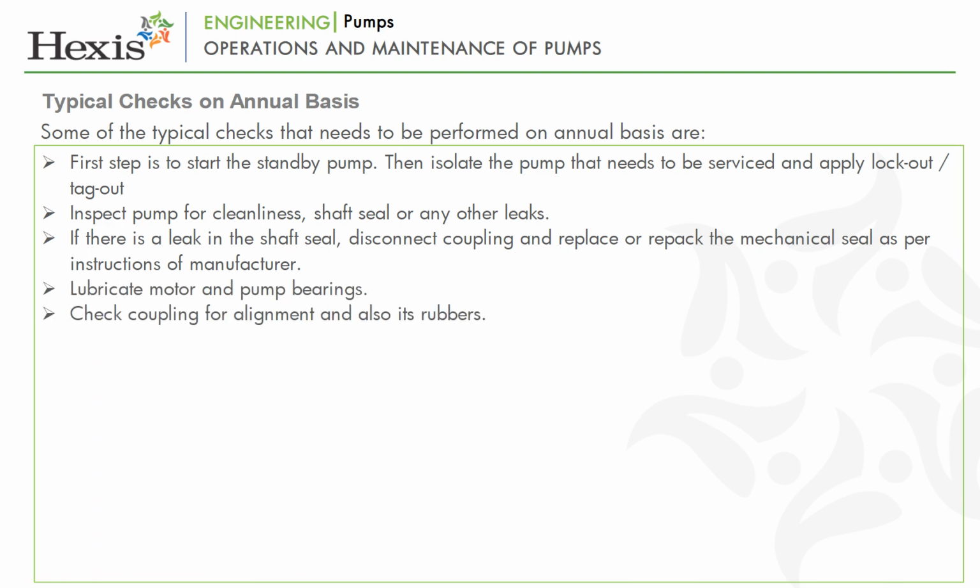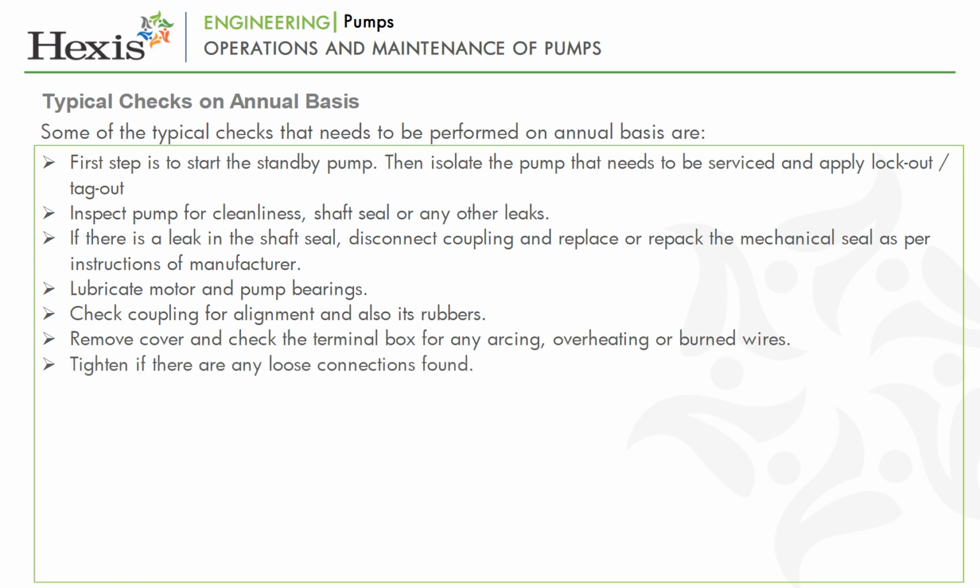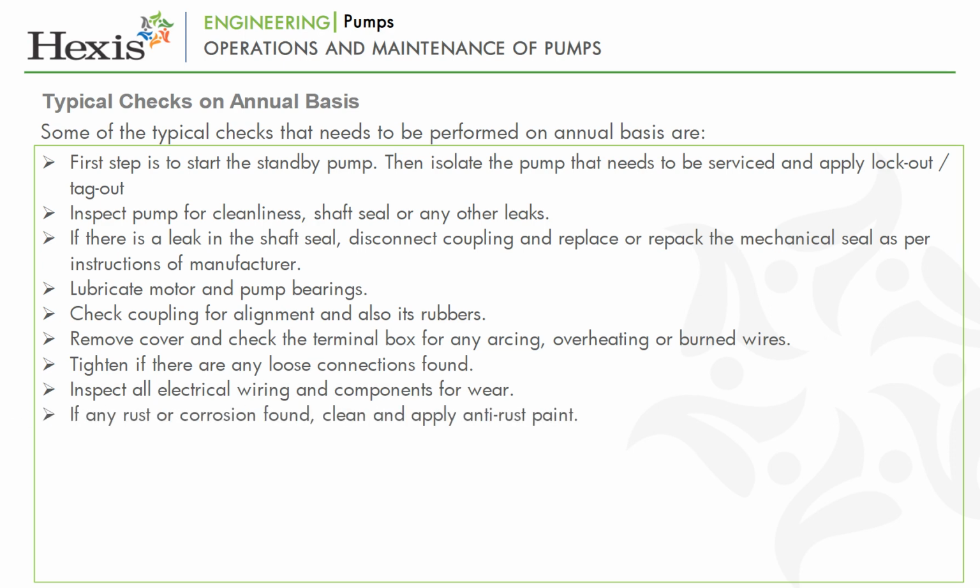Check coupling for alignment and also its rubbers. Remove cover and check the terminal box for any arcing, overheating or burnt wires. Tighten if there are any loose connections found. Inspect all electrical wiring and components for wear. If any rust or corrosion is found, clean and apply anti-rust paint.